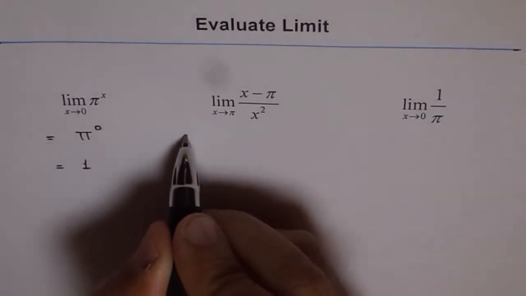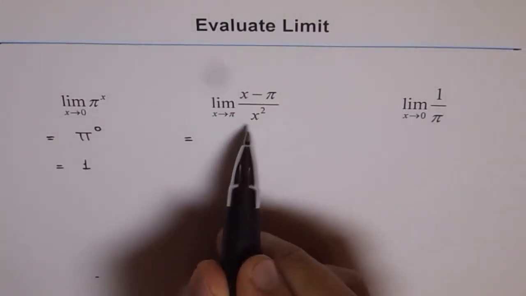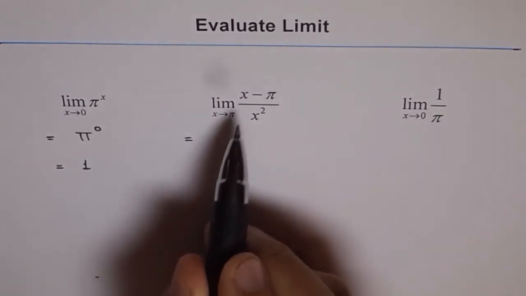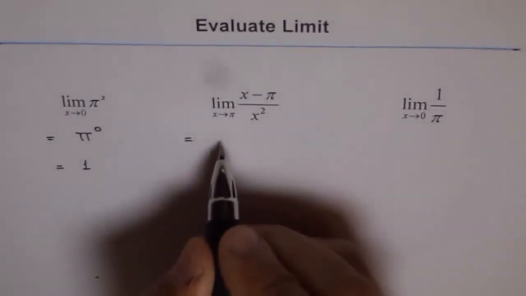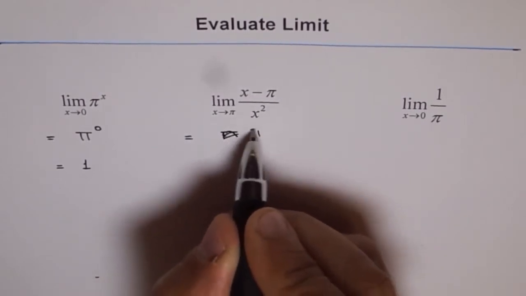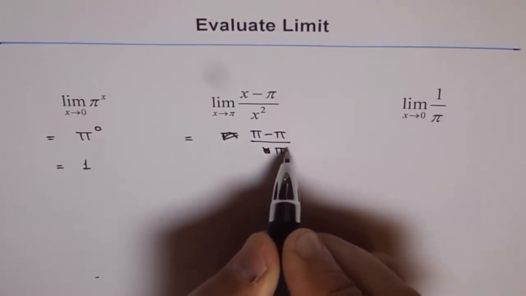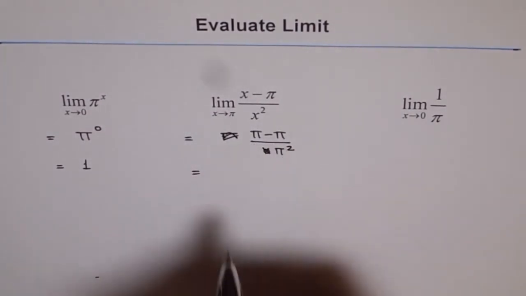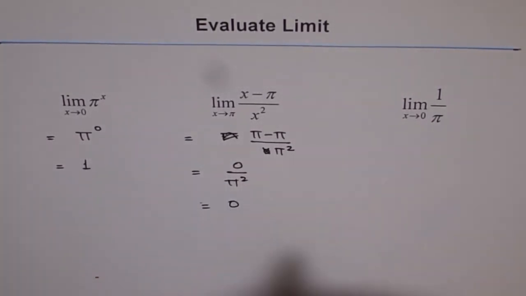Now for the next one, x approaches pi. We need to find the limit of the function when x approaches pi, and the function is (x minus pi) divided by x squared. So let's substitute pi for x. We get pi minus pi over x squared, which is pi, so it's over pi squared. Pi minus pi is 0, so we get 0 over pi squared, which is equal to 0. Therefore, the limit of this function as x approaches pi is 0.